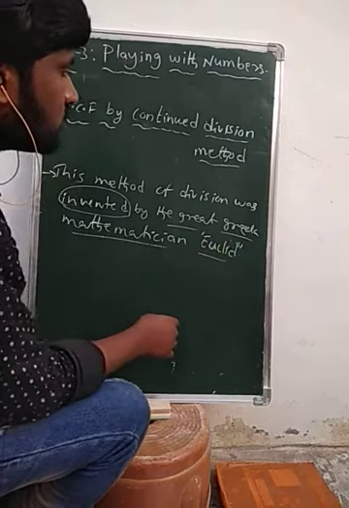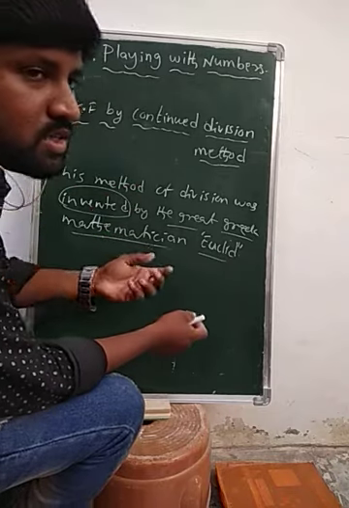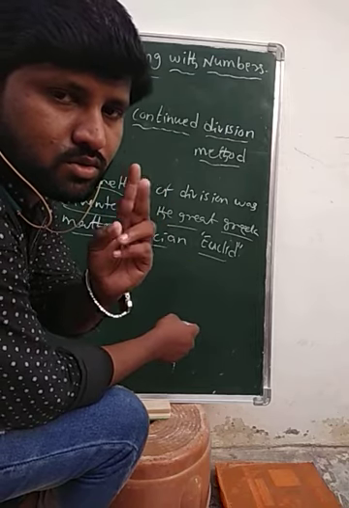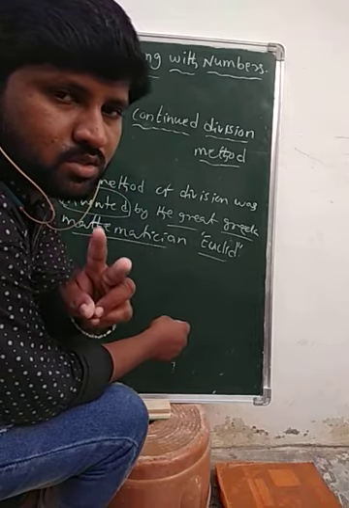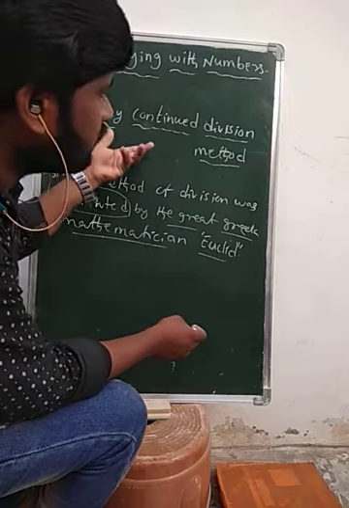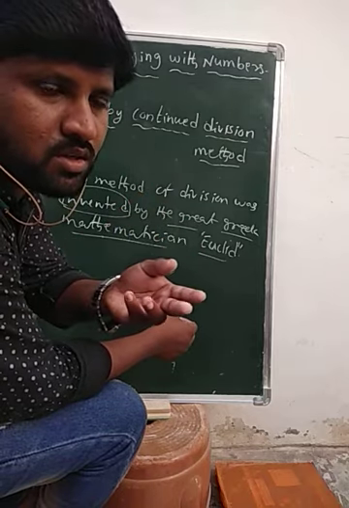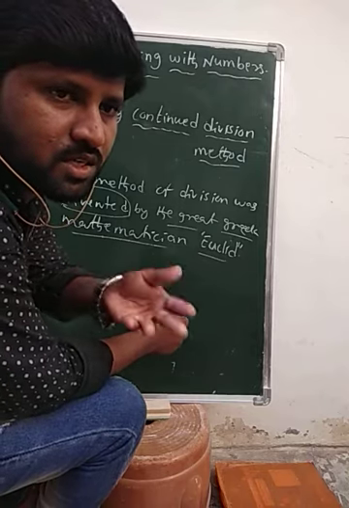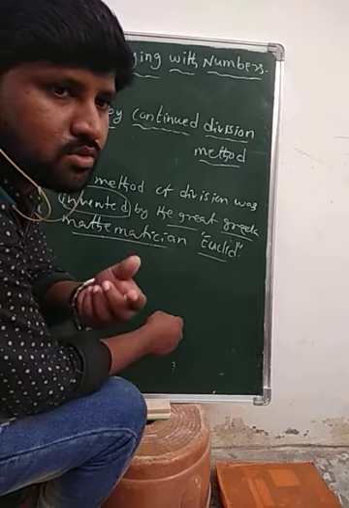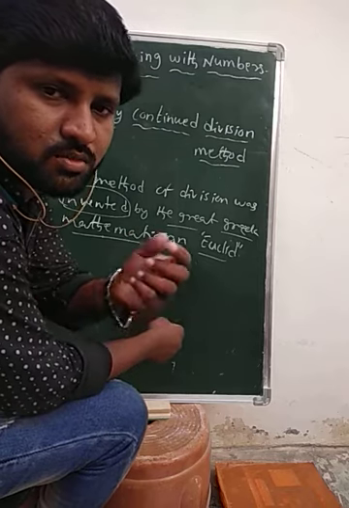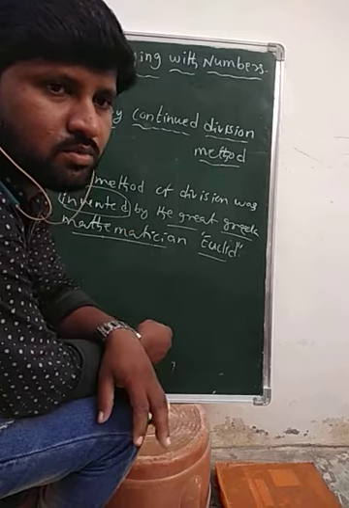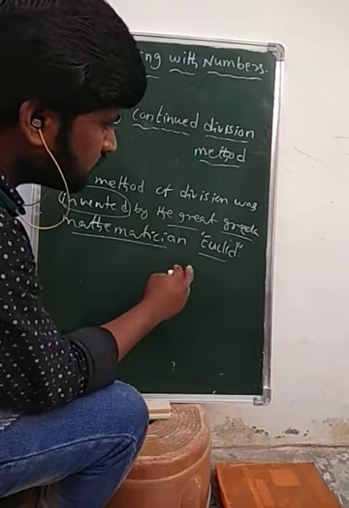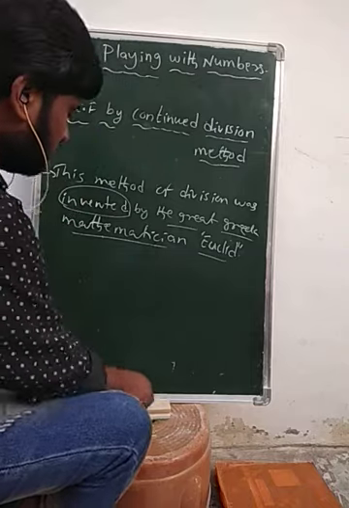So in this method, first of all we have to choose two numbers. Given two numbers, you must divide the bigger number by the smaller number. If they give three numbers, out of three you choose the first two numbers, and you divide the bigger number by the smaller number. Okay, now the procedure: I just want to explain by taking an example.